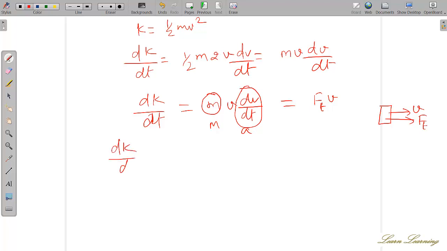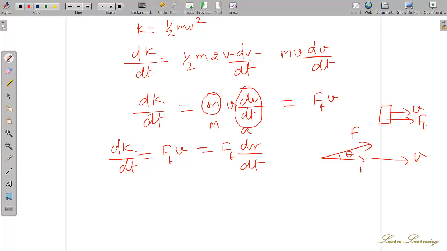So let's say dK by dt becomes F v now, and this v can be written as dr by dt. This is the tangential force, you just remember that. That means the component of the force. Let's say the velocity direction is this, and the force direction is this. We need a component of the force in the direction of the velocity, as I just told you in the example of work done. Similarly, the force and the velocity should have the same component, and the force and the displacement also have to have the same component.